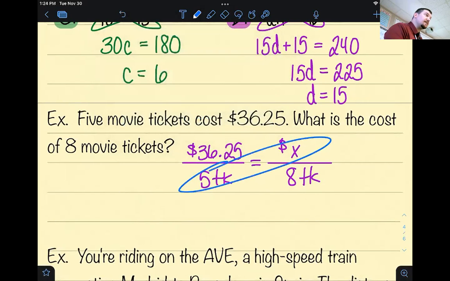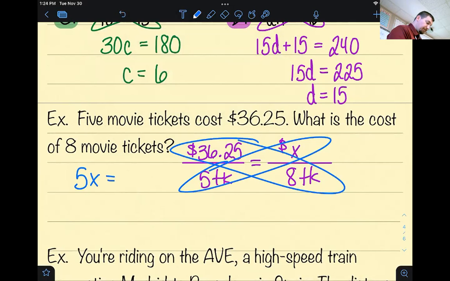5 times X is 5X. 36.25 times 8, 290. Yeah. Divide by 5. Divide by 5. 58. And what did the X stand for?